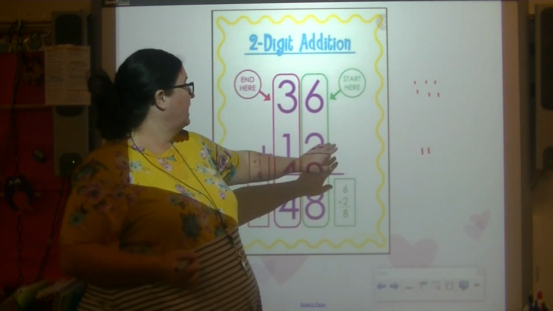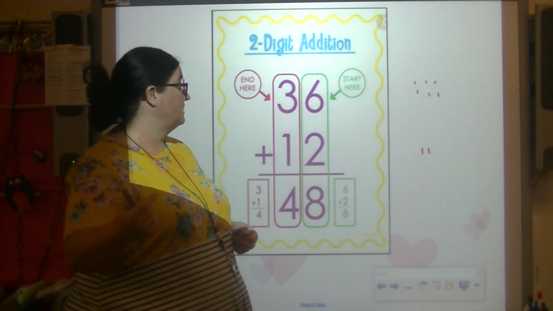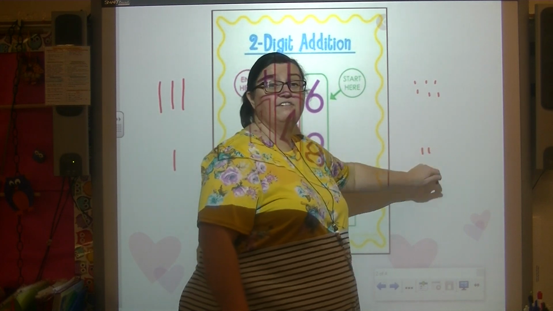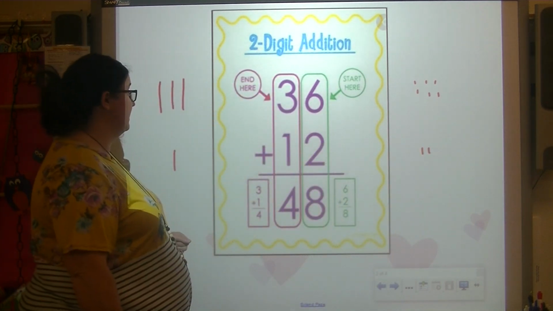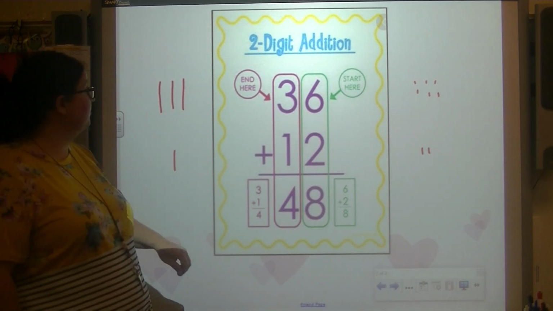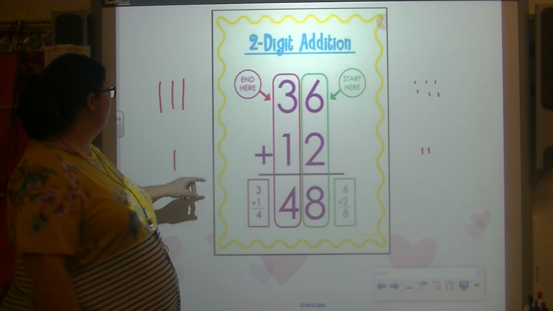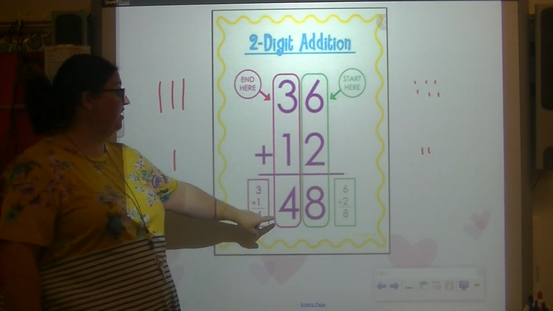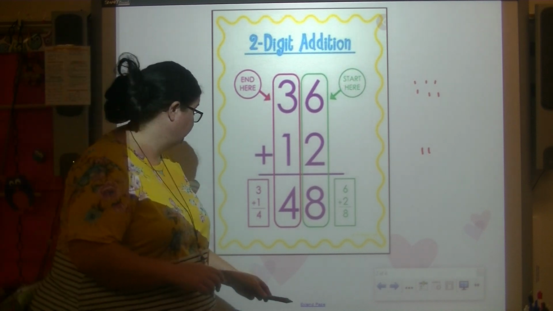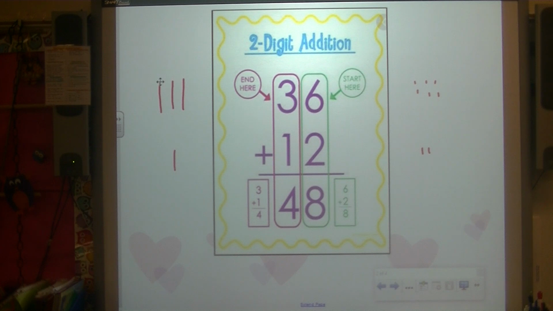All right, so we can add. You can say 6 plus 2, 6, 7, 8. Or you can count them up, 6, 7, 8. Okay, you have 8 1s. Then you add your 10s group. 3 plus 1 equals 4. 3, 4. The number is 48. All right, so let's look at a couple of examples.